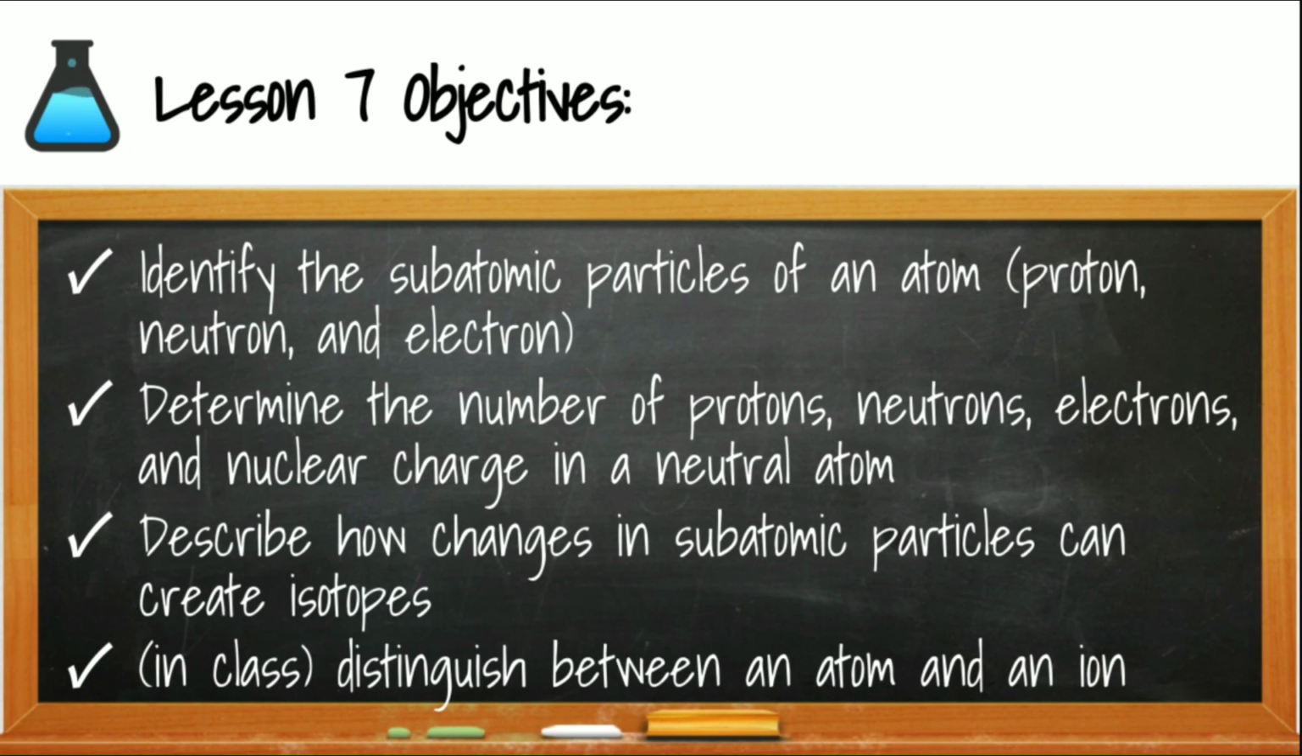At the end of this lesson, you should be able to identify the subatomic particles of an atom, determine the number of protons, neutrons, and electrons and nuclear charge in a neutral atom, and describe how changes in subatomic particles can create isotopes. In class, we will distinguish between atoms and ions.